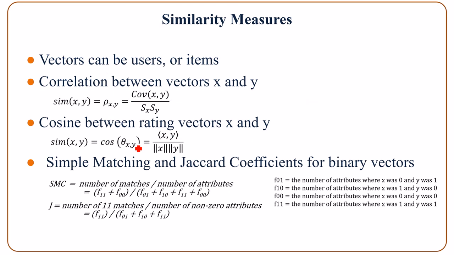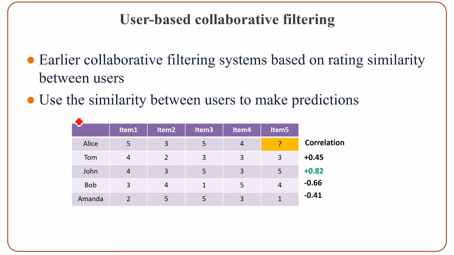Talking about similarity measures, we can use correlation between vectors x and y, which can be users or items. Additionally, we can use cosine values. If the vector values are binary, we can use simple matching and Jaccard coefficients. User-based collaborative filtering systems are the earliest among recommender systems. Similarity between users is used to make predictions.